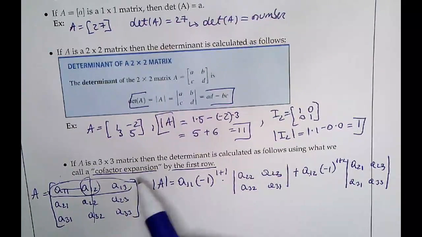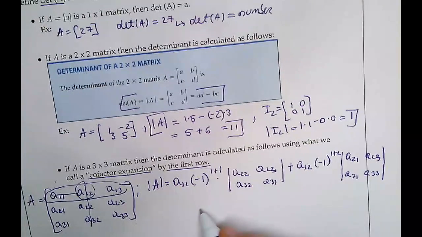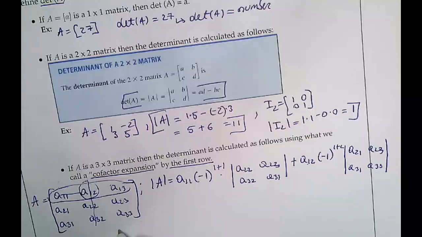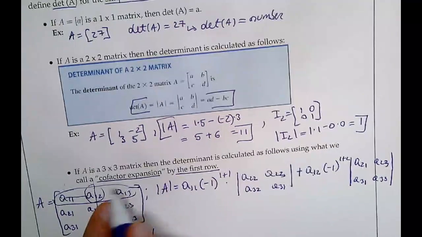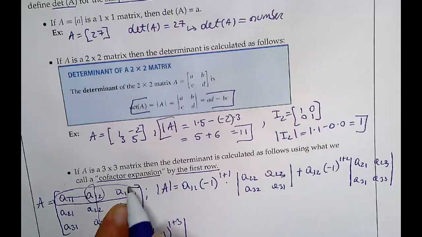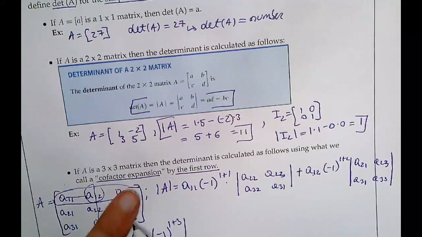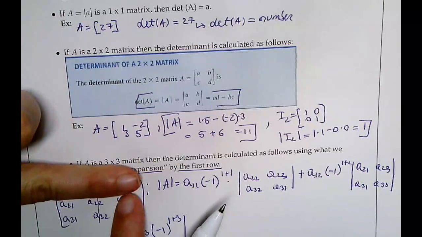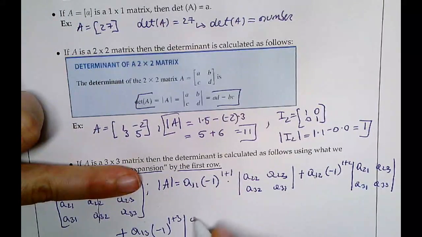And then I have another element, A13. So plus A13. So this element, because I'm expanding by the first row, times negative 1 to the 1 plus 3 now. And then if I remove the third column in the first row, I'm going to be left with this submatrix here. So A21, A22, A31, A32.